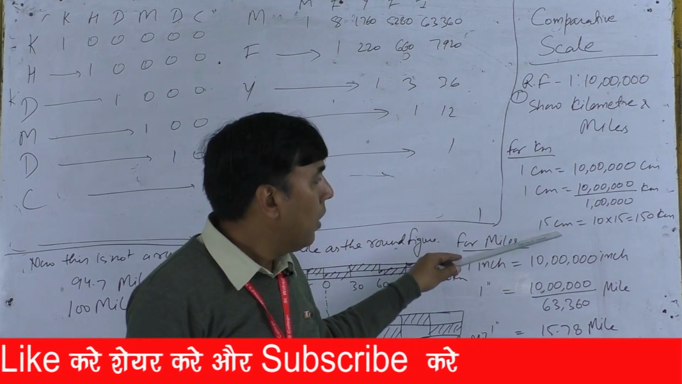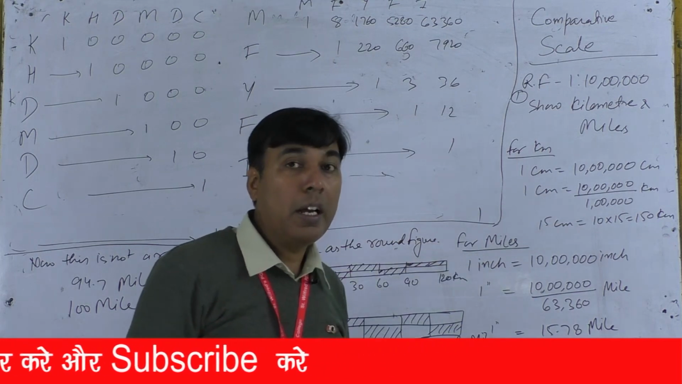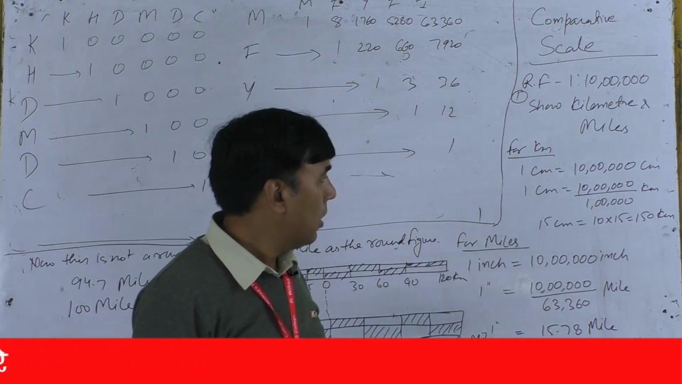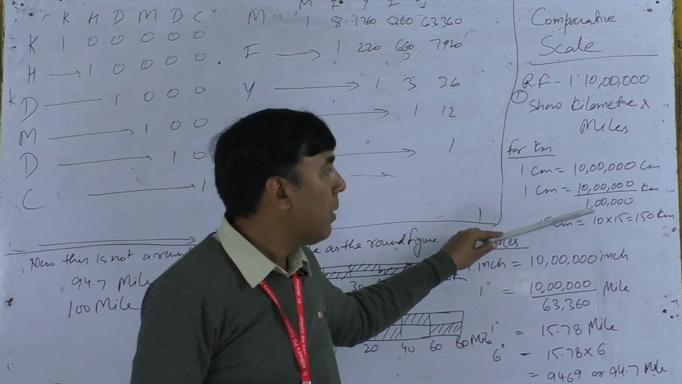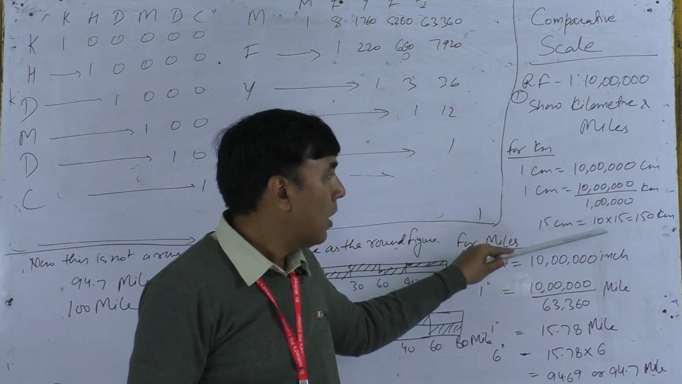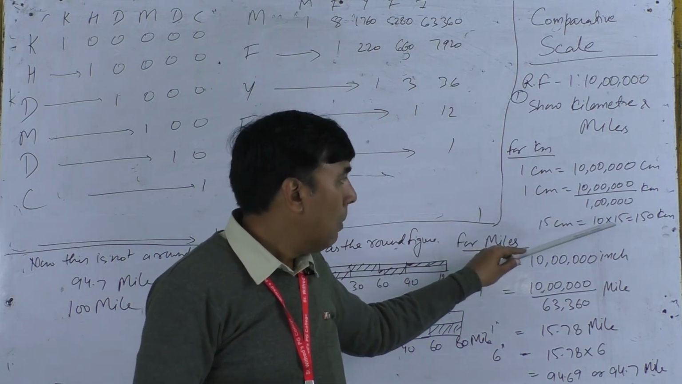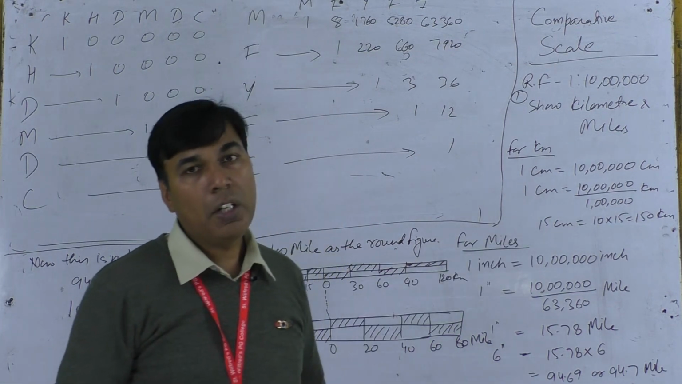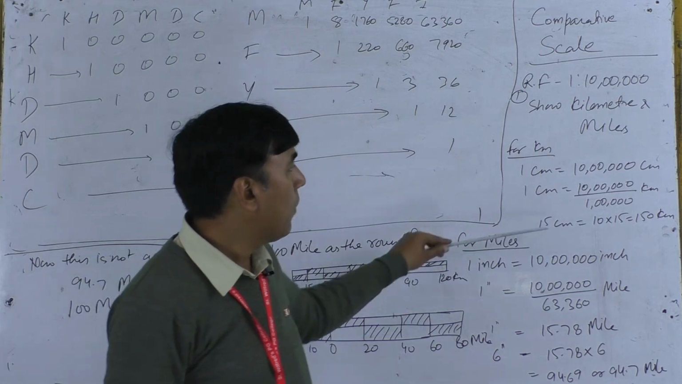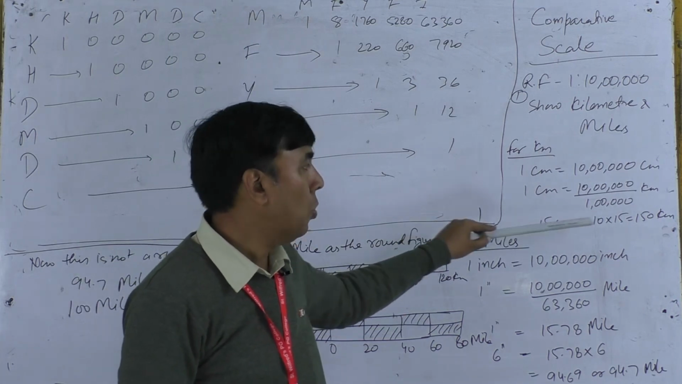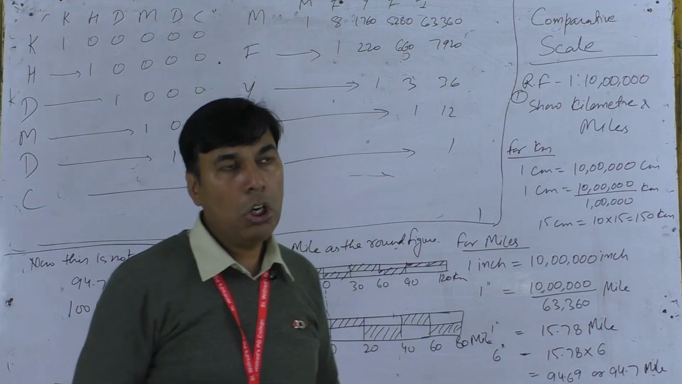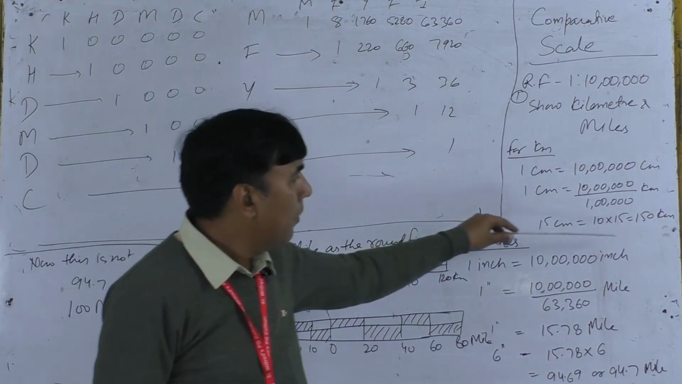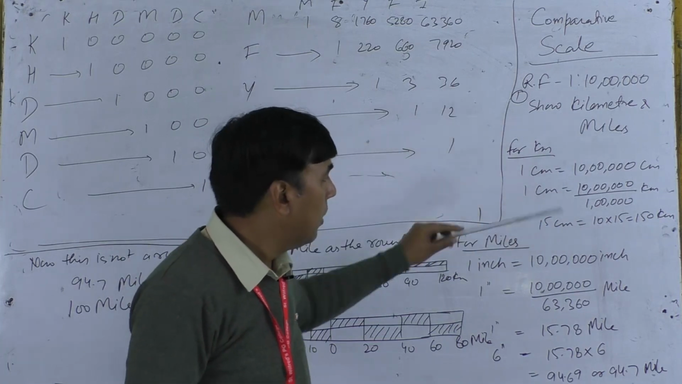So if we draw a 15 centimeter line on a plain paper, how many kilometers will it show? Simplify: 10 lakh divided by 1 lakh, the answer will be 10. Multiplied by 15, this is equal to 150 kilometers. So it means a 15 centimeter line will show 150 kilometers. So this is the simplification for the kilometer.